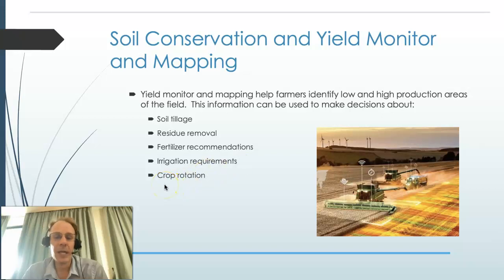Also, we can use that data to assess crop rotation. If yields are continuing to decline, maybe we need to change our crop rotation practices. Again, helping us to improve our conservation agriculture practices. All of these, removal of residue, crop rotation, irrigation, can help us better manage soil erosion. Fertilizer recommendations can help us reduce non-point pollution and improve our productivity.